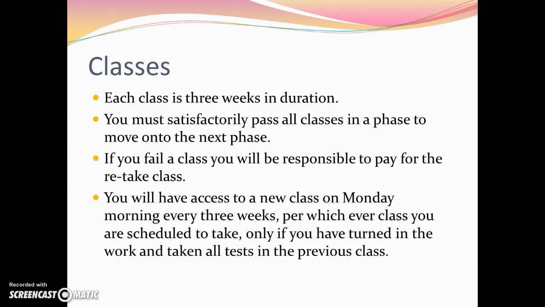I just want to give you a quick overview of what to expect in all classes. Then as you get into each class, you'll find out more. As you probably have been made aware by your admissions rep, each class is 3 weeks in duration. And in order to move from a phase onto the next one, you need to satisfactorily pass all the classes in that one phase. So if you do not, you'll repeat any of those classes in that phase before you move on to the second, third, or fourth ones. And please note that if you do fail a class, you are responsible to pay for the retake of that class, and that class would have to be retaken in that phase before moving on to the next.